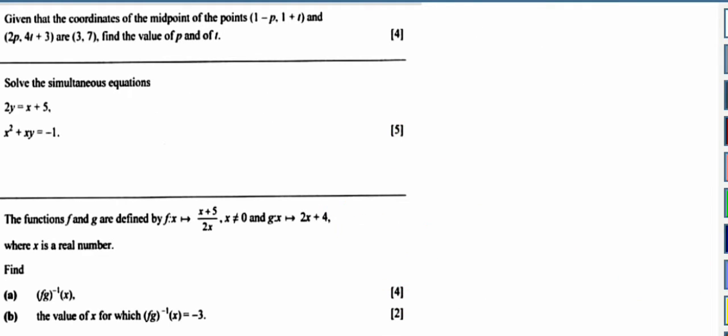The functions f and g are defined by f of x equals (x plus 5) divided by 2x, where x should not equal 0, and g of x is given by 2x plus 4, where x is a real number. Find fg inverse. So we need to find fg inverse.